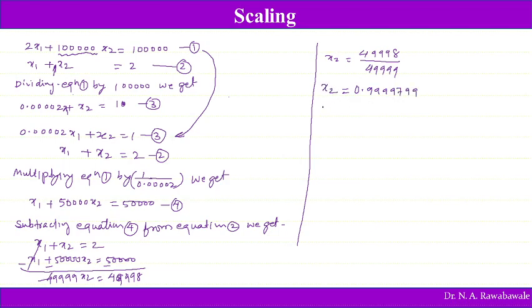Again, by substituting this x2 in equation number 1, we get x1 as 1.005. So there is no difference between scaling or without scaling. If you compare the first case and the second case, you find very similar answers. But if we are going to do scaling with pivoting, then let us see what happens.